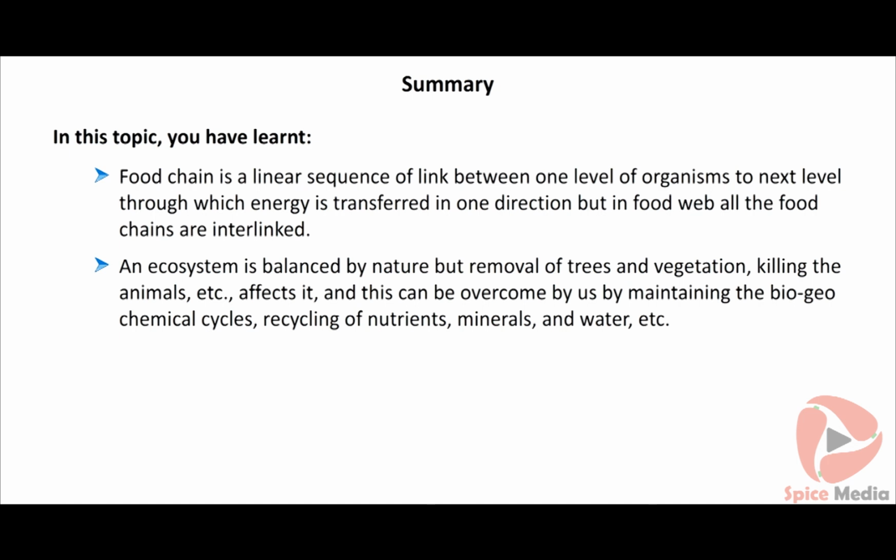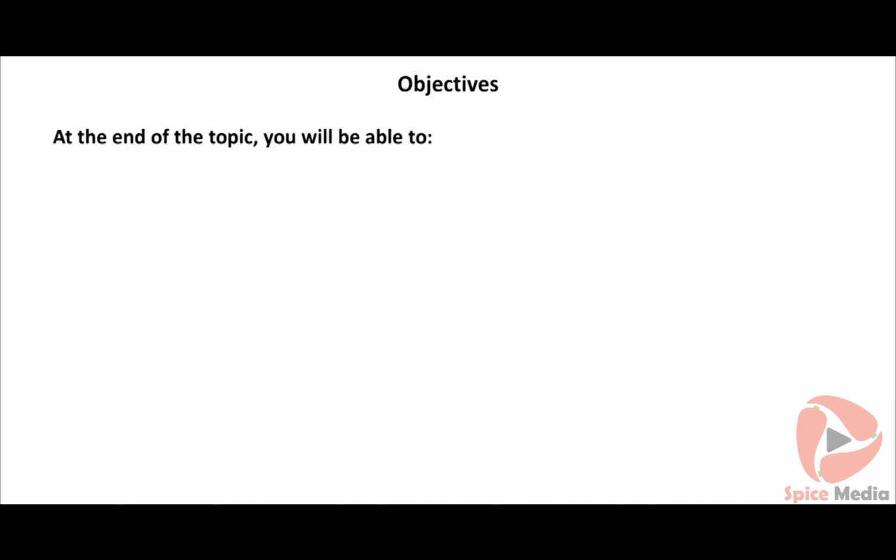An ecosystem is balanced by nature, but removal of trees and vegetation, killing the animals, etc., affects it, and this can be overcome by us by maintaining the biogeochemical cycles, recycling of nutrients, minerals, and water, etc.